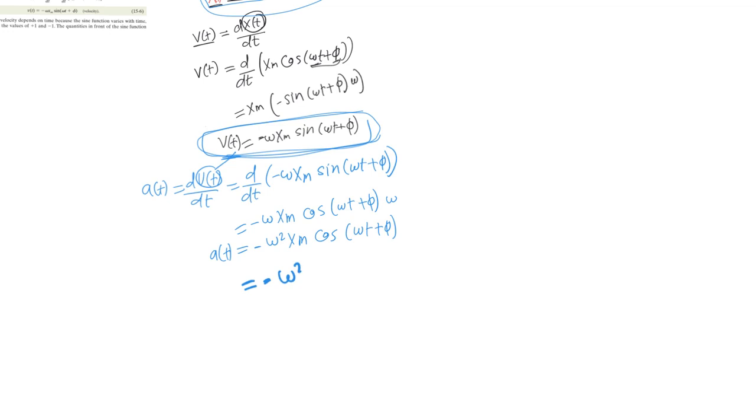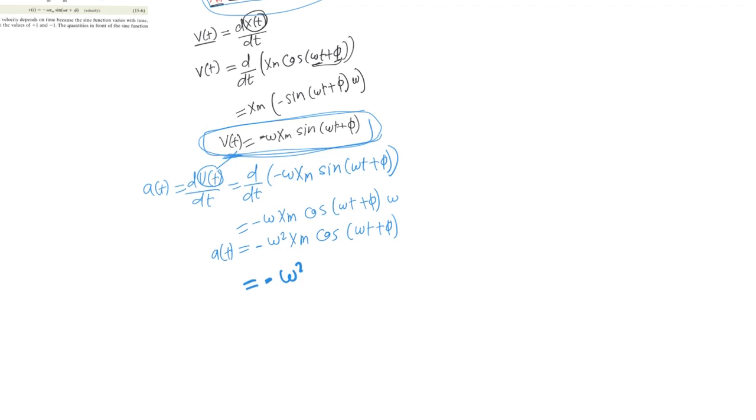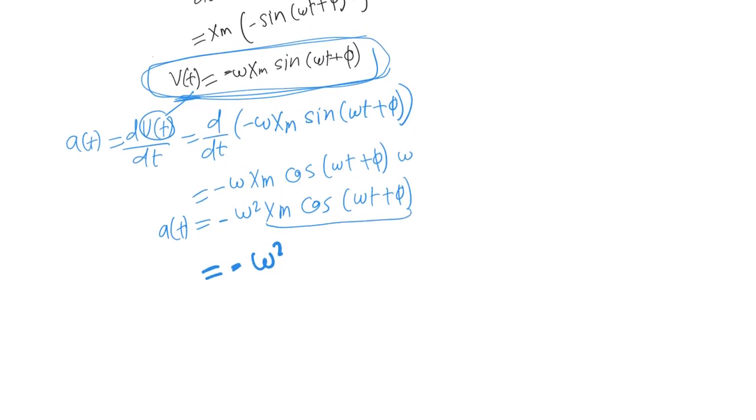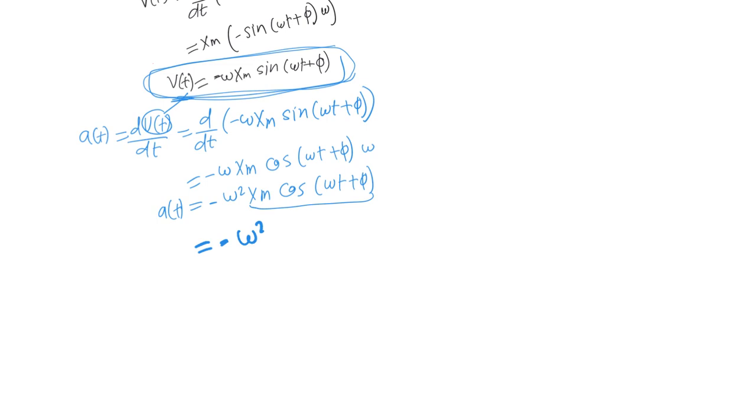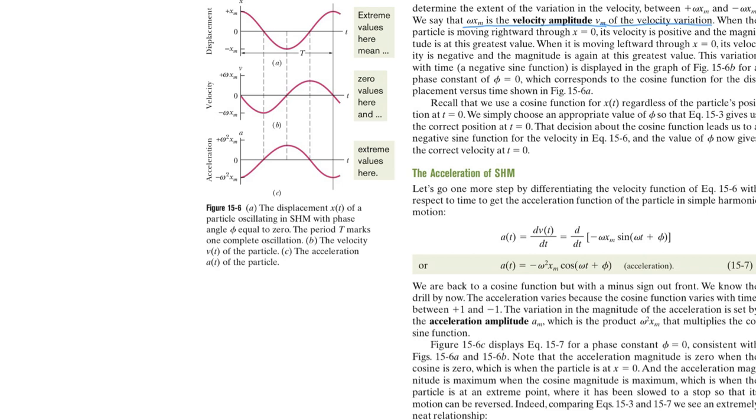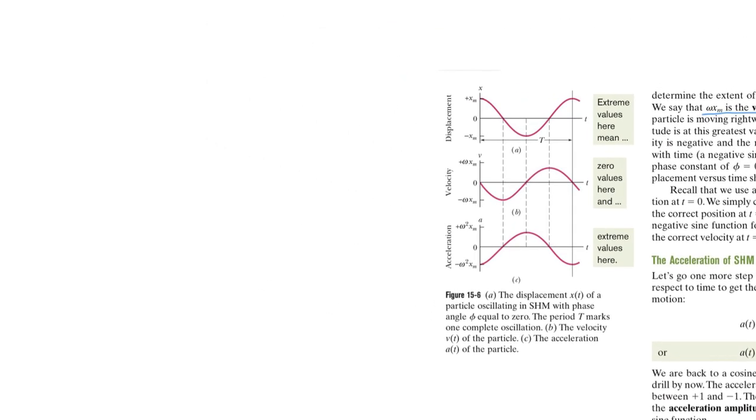this term, minus omega square xm cosine omega t, is the x of t, so we can replace all this with x of t. So in this we can use this or we can use this. Okay, so now I will write here all things.